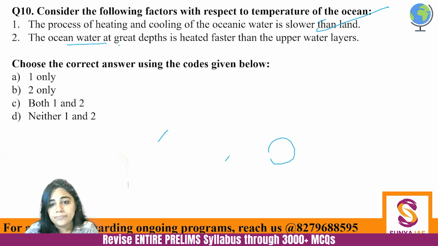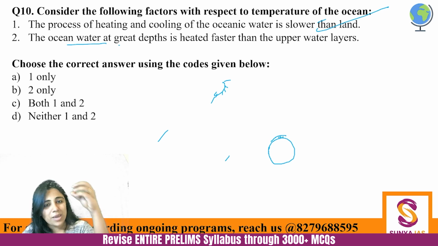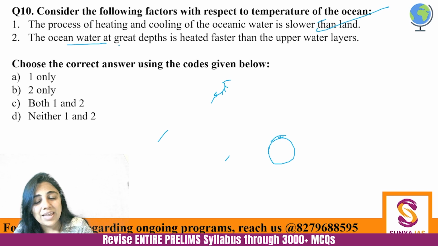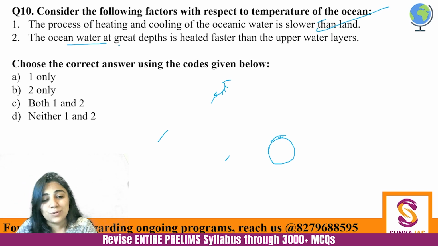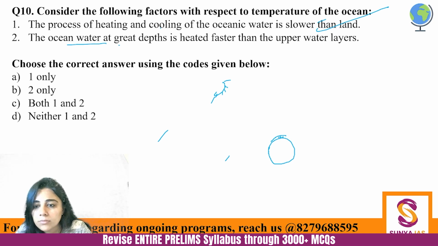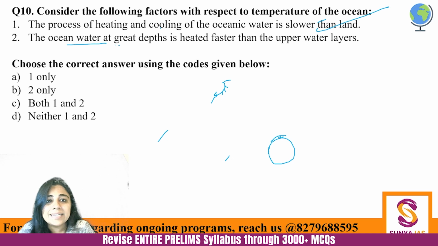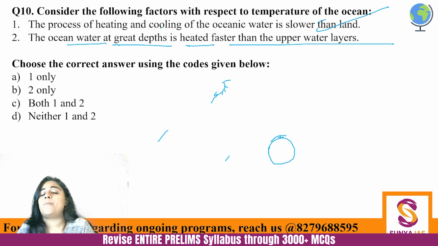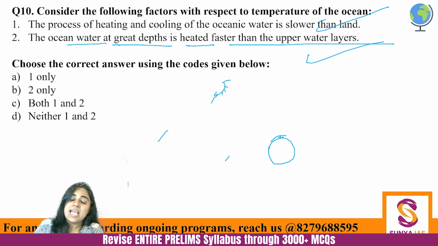This is our earth. This is the sun. Okay? This is the ocean. When you are going deep inside the ocean, aren't you going closer to the earth's core also? Is there not energy and heat inside the earth as well, which is having much more impact on the ocean than the sun rays which are coming from so far away, right? So this is actually true that the ocean water at great depths is heated faster than the upper water layers. This is absolutely correct.